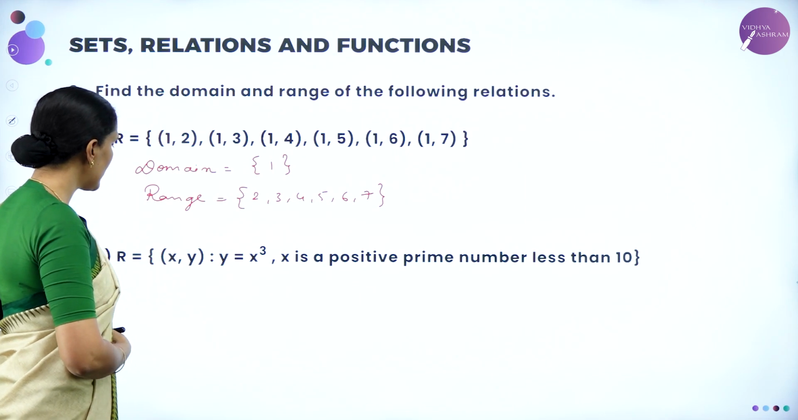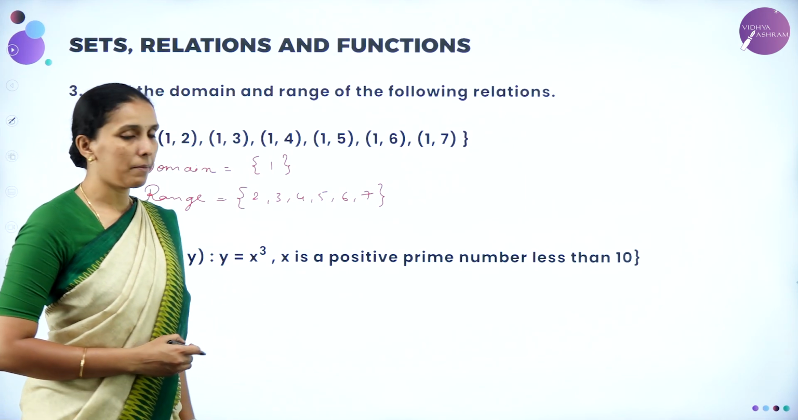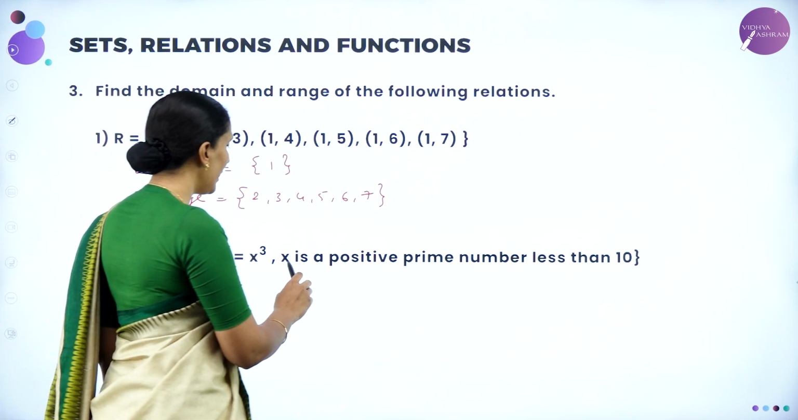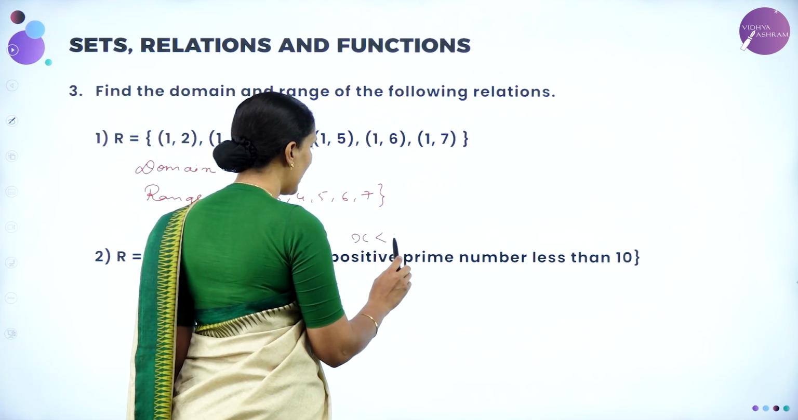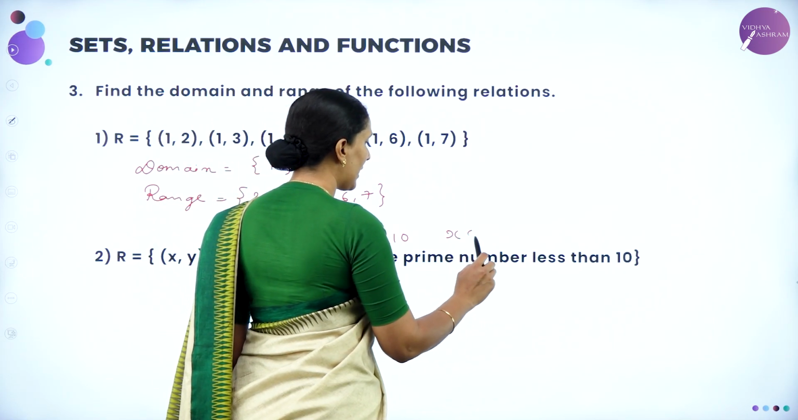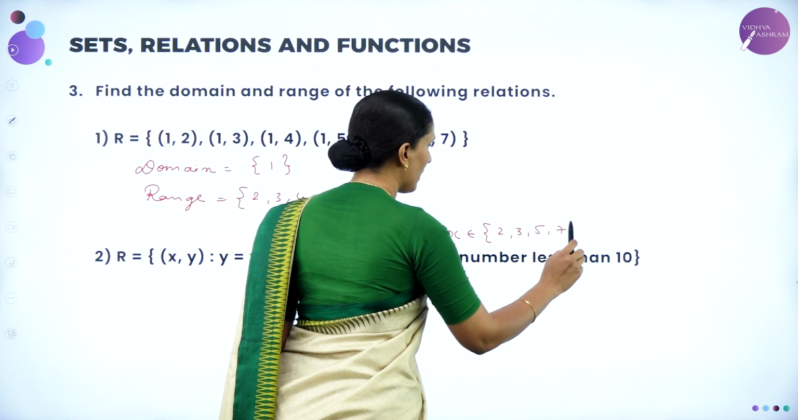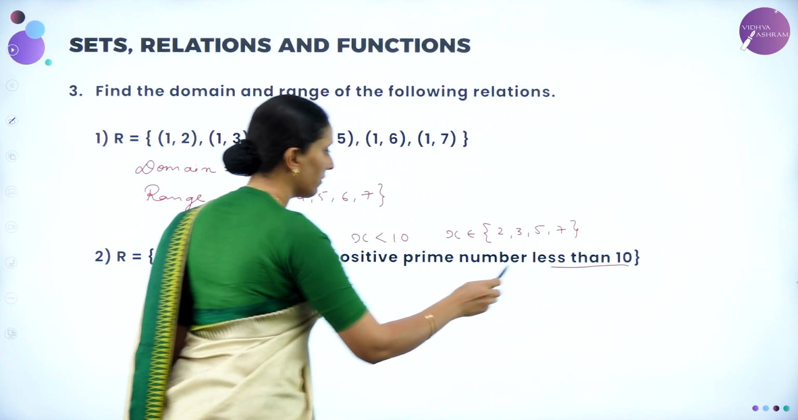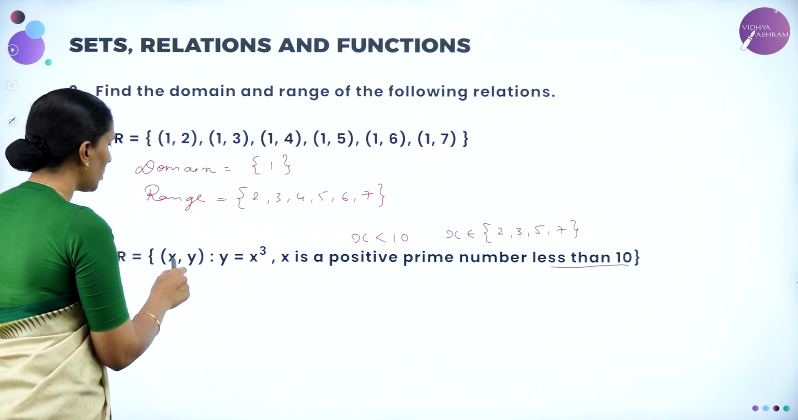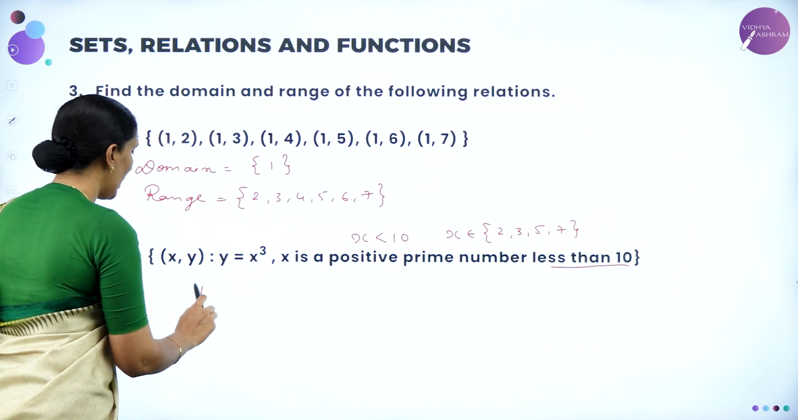Second question, R is equal to {(x, y) : y is equal to x cube}, x is a positive prime number less than 10. So the condition of x is less than 10 and that should be prime number. Then what are the values of x I can take here? So I can take 2, 3, 5 and 7. These are the only prime numbers which are less than 10. Now substitute the value of x as 2, 3, 5, 7 and we will write the relation set here.